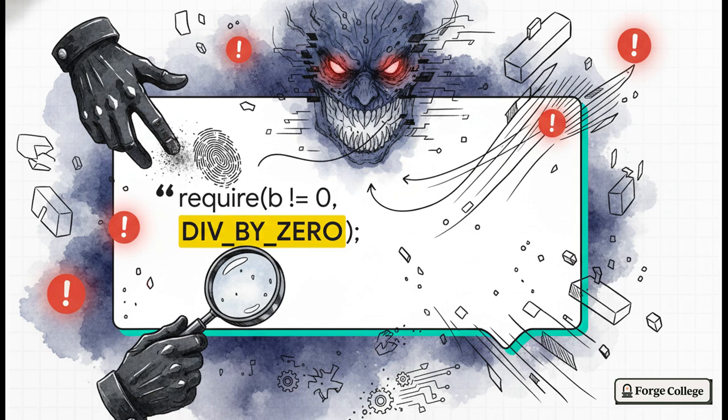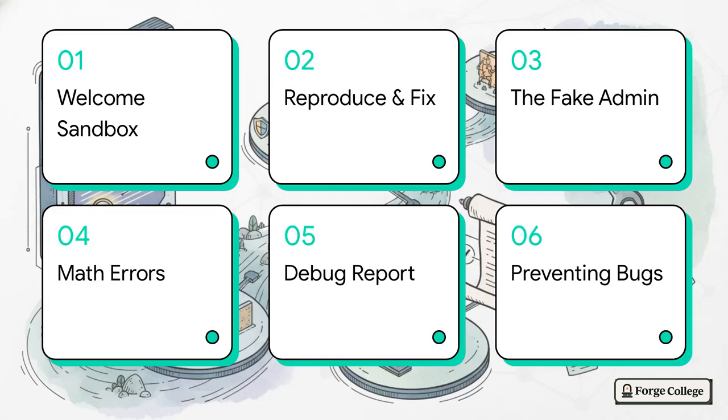So, here is our blueprint for today's explainer. We'll start with welcoming you to the sandbox, then go over the 4 steps: reproduce, isolate, fix, and verify. After that, we'll look at case A, the fake admin, dive into some math errors and edge cases, file the ultimate debug report, and finally wrap up with preventing future bugs. Okay, let's dive into this.